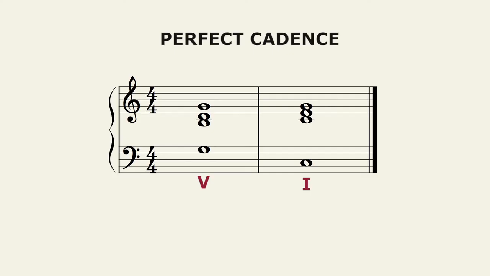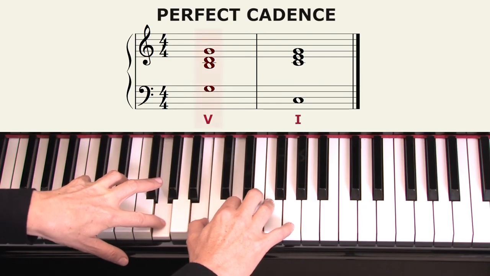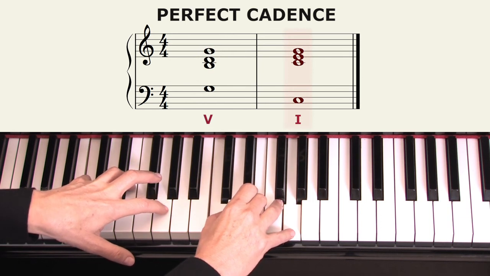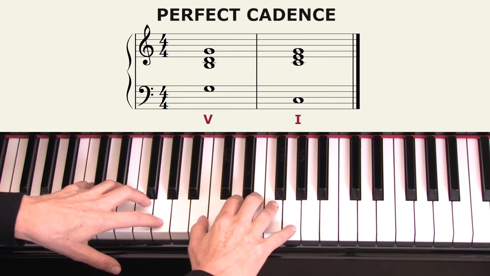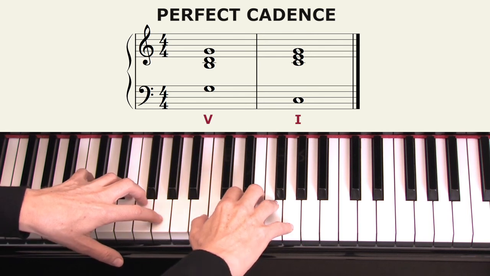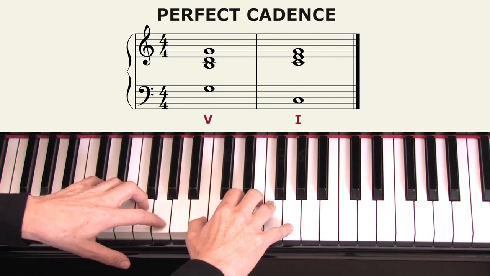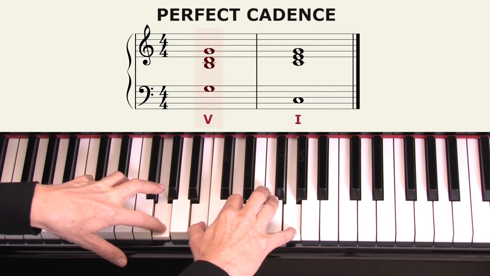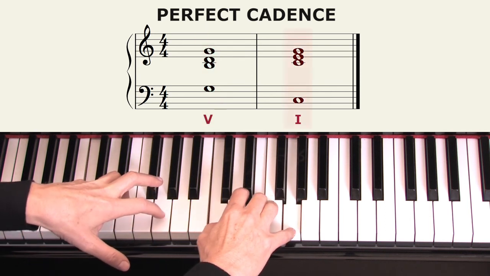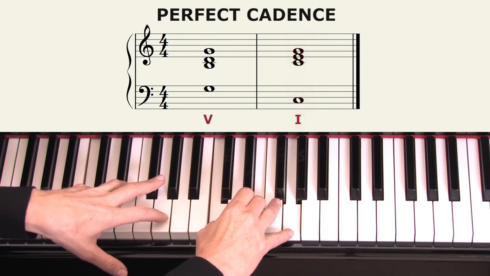The perfect cadence goes from chord 5 to chord 1. I'm using the key of C major because it's the easiest to see on the piano. If you listen to the bass, which we always have to do when we're listening out for chords, hear the chord 5 to chord 1. It's got a very final feel to it, this cadence.